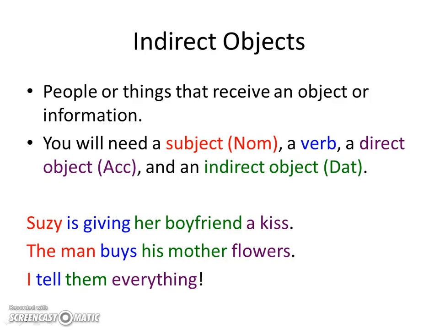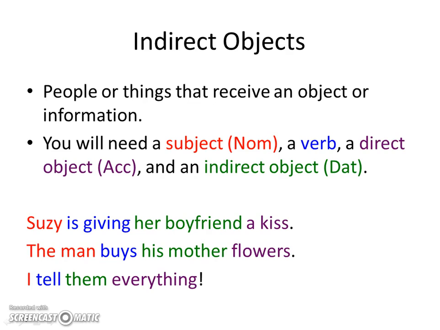So let's talk a little bit more in depth about indirect objects. Again, they are people or things that receive an object or information. They take the dative case. And in order to use these, you've got to have a subject, a verb, and a direct object, and of course, the indirect object as well in the sentence.